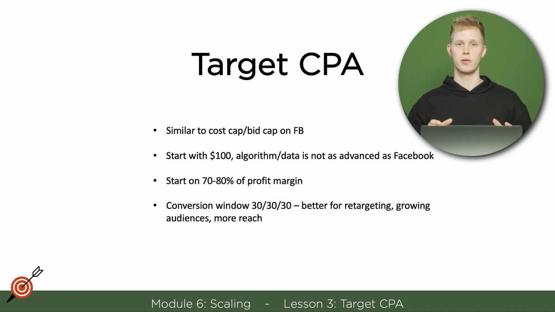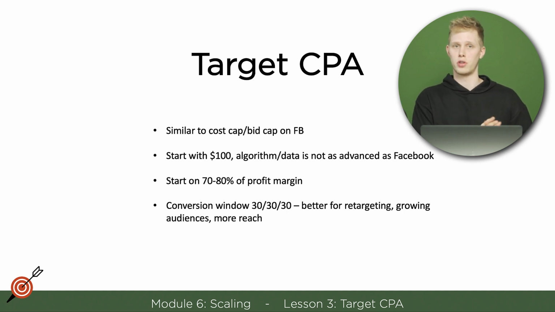Now, because the algorithm is not as advanced as Facebook's algorithm and Pinterest has less data, it can occur that you set a target CPA, but Pinterest is going to spend your budget, but it's not going to reach the target CPA. Now, I must say the last months the algorithm has become better and better, and we don't see it as much as before. So that's why we like using target CPA campaigns again more.